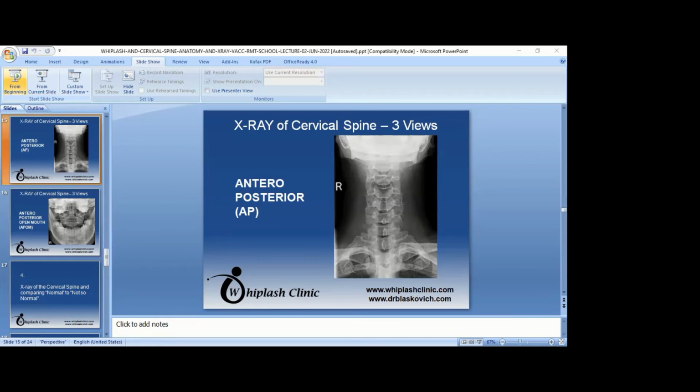The discs start between C2 and C3. Up at the top, between the skull and C1, and between C1 and C2, there are no discs. So the discs start at C2-3 and work their way down throughout technically the rest of the spine, not just the neck. Then we have the spinous processes in the back, on the right side of the screen here. C1 doesn't have a spinous process, it's got a posterior arch. C2 has a spinous process, and 3, 4, 5, 6, and 7 all have spinous processes. And then the entire cervical spine has this side foramen, or opening, that allows the vertebral artery to go through there.